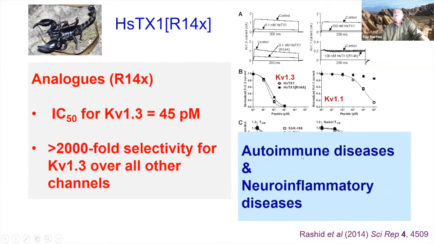So we're continuing to develop this for a few autoimmune diseases. I won't have time to talk about that today. What I do want to focus on is a rather newer application of Kv1.3 inhibitory peptides, namely to the treatment of neuroinflammatory diseases. So let me just show you in the next couple of slides the rationale for that approach.